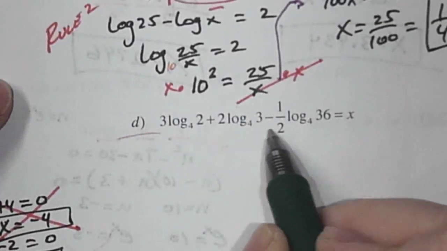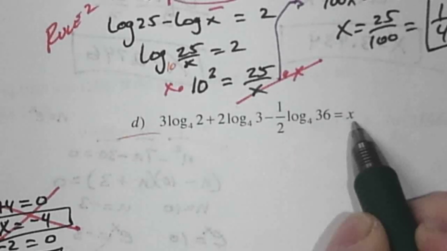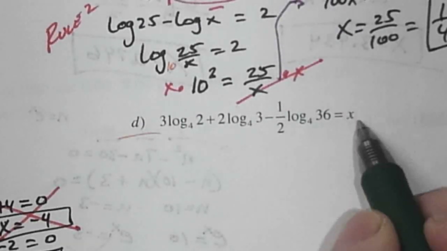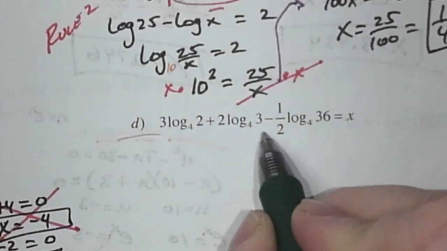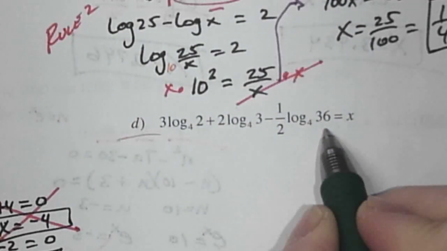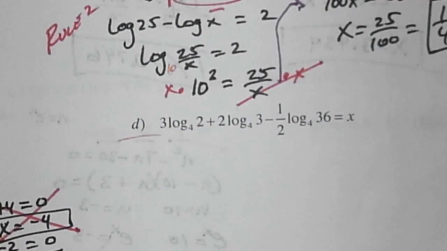I'm going to use green. So I have 3 different logs with an x. This x is similar to a constant. But I want to combine all this stuff. And in fact, I combined all this stuff.